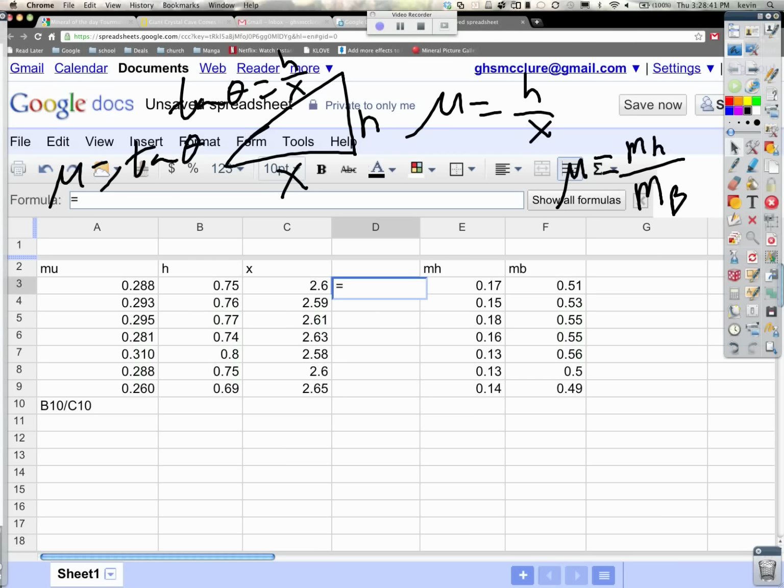How did you measure mh? Oh, hanging mass. So what was the smallest iteration that you could do? That was 1 gram, right? So this is plus or minus 1 gram. And then the mass of the block, what did you use to measure that? If it's 2 decimal points, then you're plus or minus 0.01 grams. If you use the gray one, it's plus or minus 1 gram.